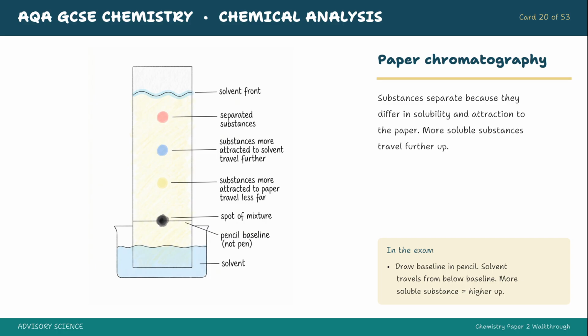Substances that are more attracted to the solvent travel further up, while substances more attracted to the paper travel less far. So the mixture separates out into individual spots. In the exam, always draw the starting line in pencil, never pen. Pencil is insoluble, so it will not run up the paper and ruin the result. A pure substance produces only one single spot, whereas a mixture separates into two or more spots.